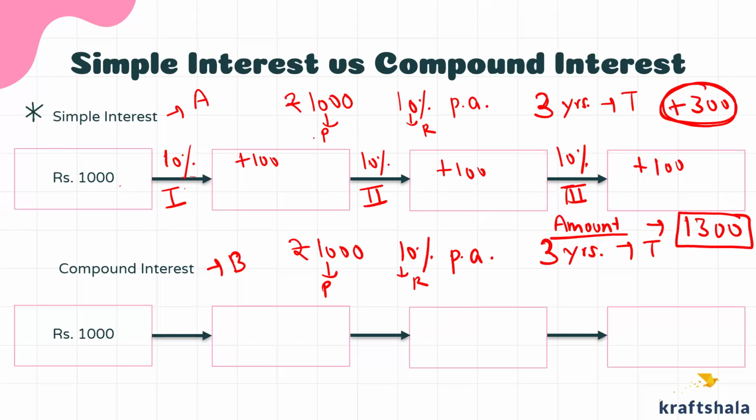1000 rupees borrowed, 10% each year: 100, 100, 100, 300 rupees extra you gave, and you had to return 1300 rupees. ठीक है. Compound interest में what will happen?